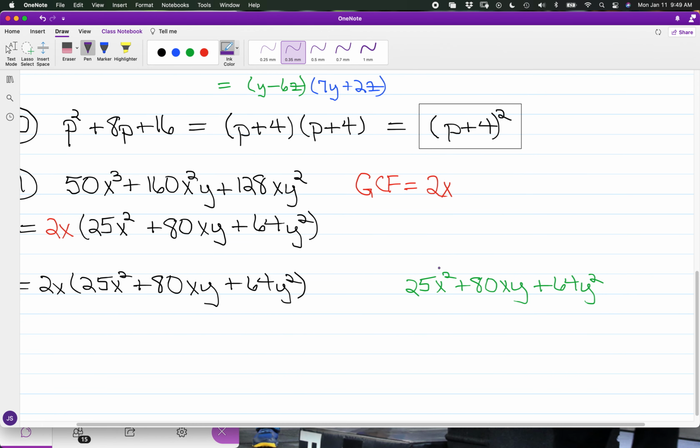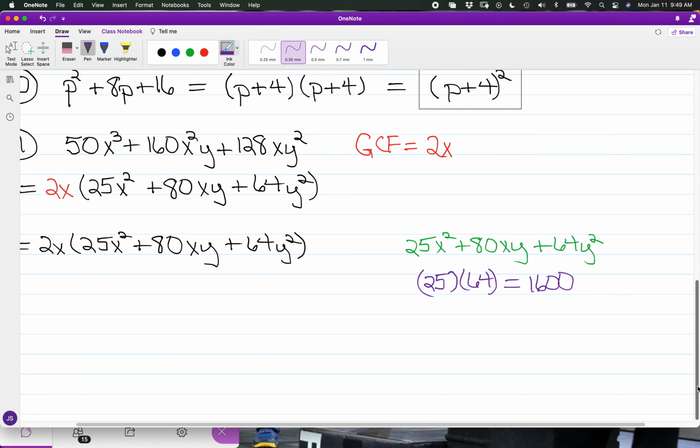And again, just taking the first and the last coefficients. So you have 25 times 64. Okay, so that is going to be 1600. And again, we're going to be looking at factors of 1600 that will add up to 80. And 1600, rather large number.